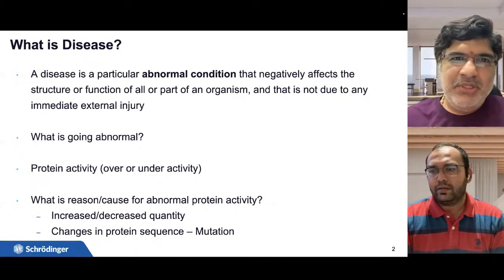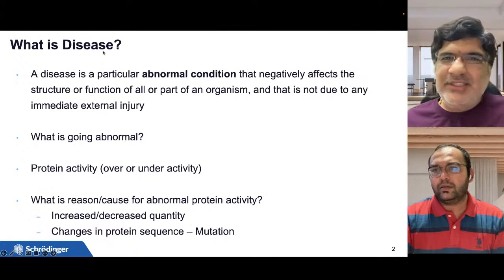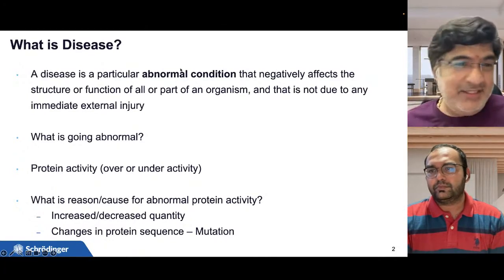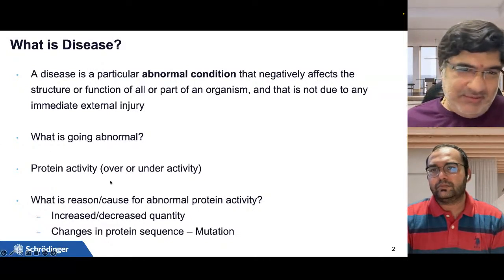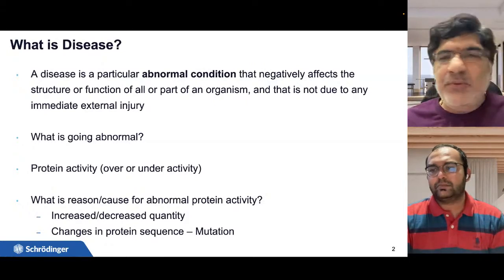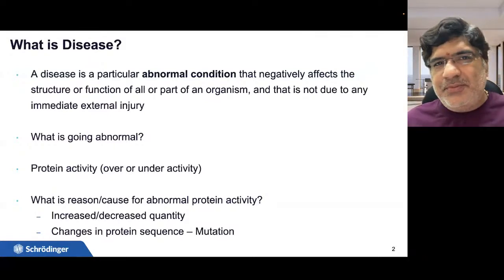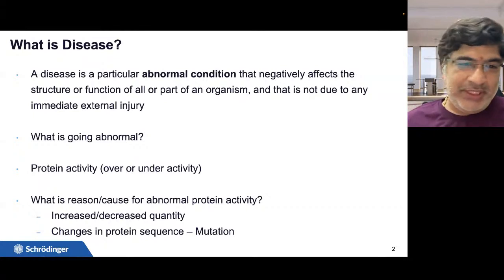To understand here, it all starts with the disease condition. So what is disease? Disease is an abnormal condition. Yes, it is abnormal, but what is it that is really going abnormal here? It is the protein which is behaving abnormally. In the disease condition, there could be two types of abnormality with the protein activity you could observe: either increased activity of the protein or decreased activity of the protein.